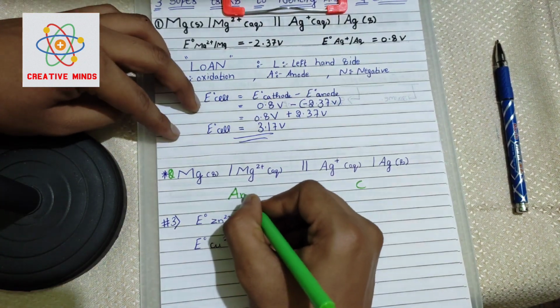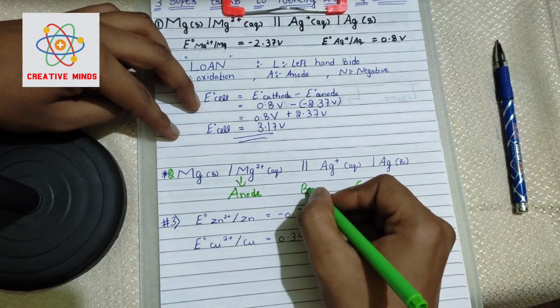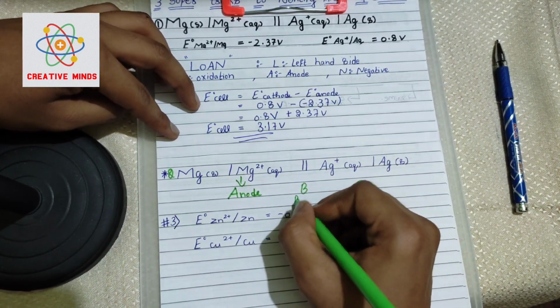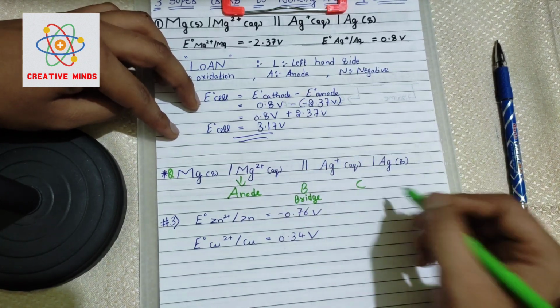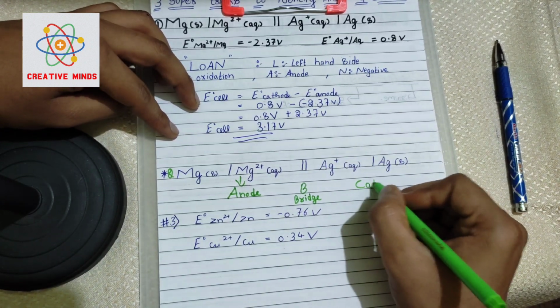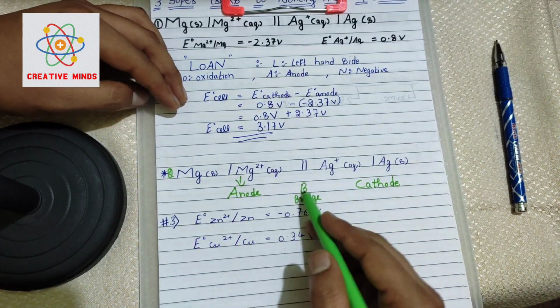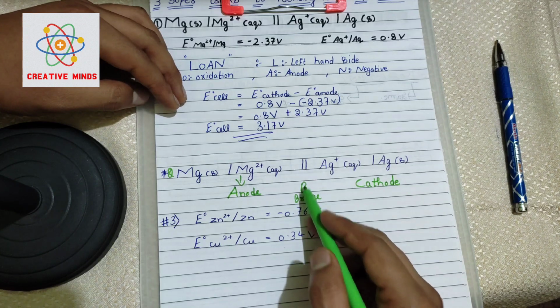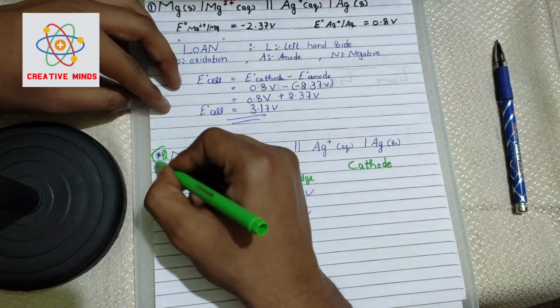A means anode, so this will be your anode. B means bridge. This is your bridge. And C means cathode. So simple, right? Just remember ABC. A, anode. B, bridge. Then C, cathode. Very simple. This was trick number 2.